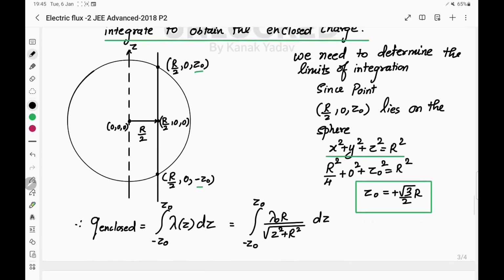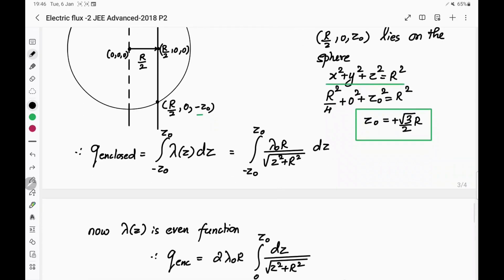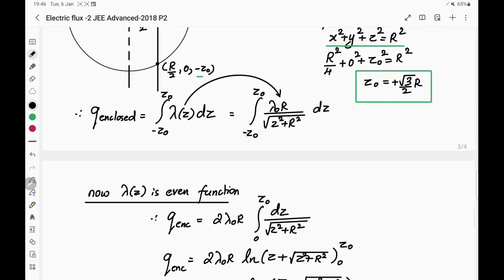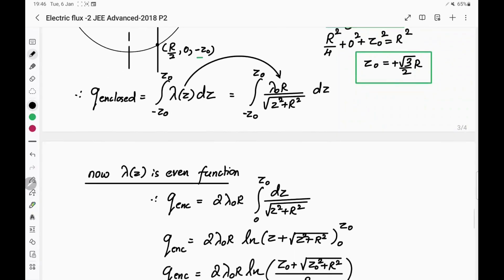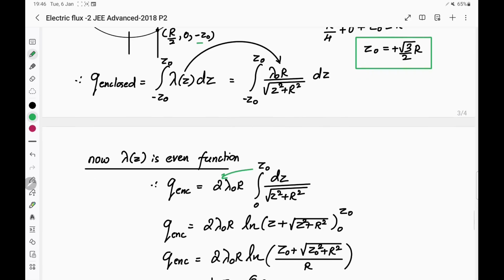So now we are going to integrate lambda z dz from minus z naught to plus z naught in order to get the total charge enclosed. While integrating, we can substitute the value of lambda z. Once we substitute it, we realize that this integration is not exactly very difficult. First of all, lambda z is an even function. Since it's an even function, we need not integrate it from minus z naught to z naught. We can integrate it only from 0 to z naught and multiply it by 2. It's very easy. Now 2 lambda naught r has come out of the integration, because it's a constant, and this is a standard integral.